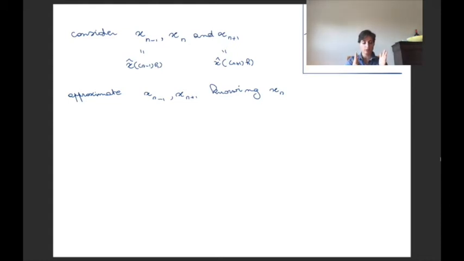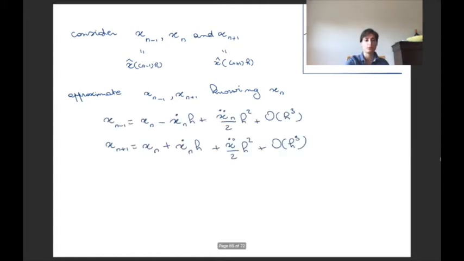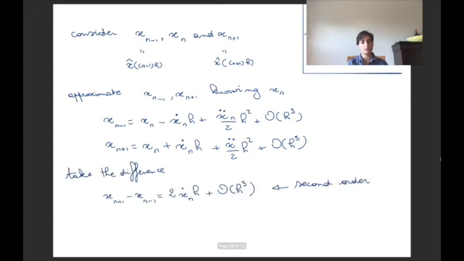Instead of considering two elements, xn and xn plus 1, we now consider 3 points, xn minus 1, xn, and xn plus 1, each of them being an approximation. And we would like to write an approximation of xn minus 1 and xn plus 1 as if we knew xn. So in both cases, we use the Taylor series up to order 3. And then we take the difference between the two values. So we now have xn plus 1 minus xn minus 1.